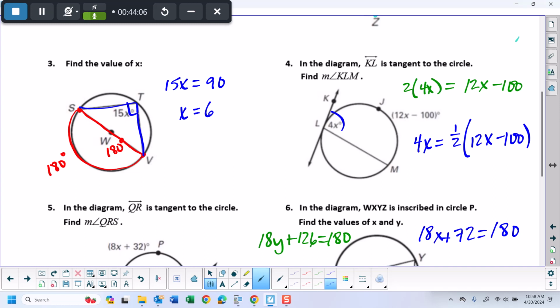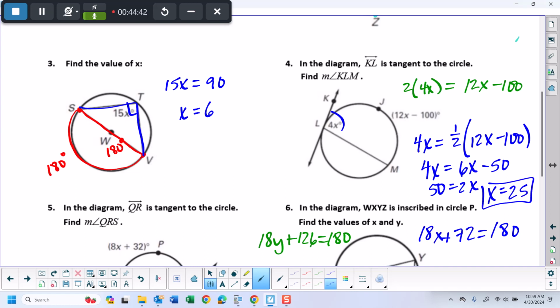You are in one of 2 camps here. You're either blue or green. You only need to use one of these stories, but either you're going to double your angle to equal your arc, or you're going to half your arc to equal your angle. Now, if these are friendly numbers, there's nothing wrong with going along this route of 4x is equal to 6x minus 50, and having 50 equal to x, and therefore x is equal to 25.